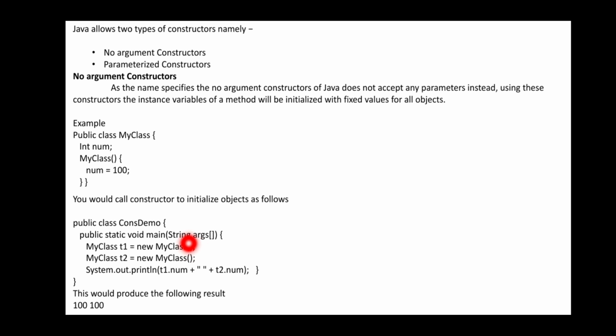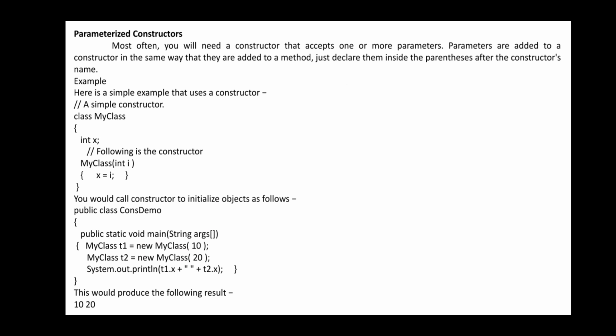So System.out.println t1.num means it is going to access the value of num. What is the num value you have here? It is 100. So t1.num is going to have 100, and t2.num is equal to 100. This is how we have no argument constructors, or default constructors. Okay, then you can go for a parameterized constructor.